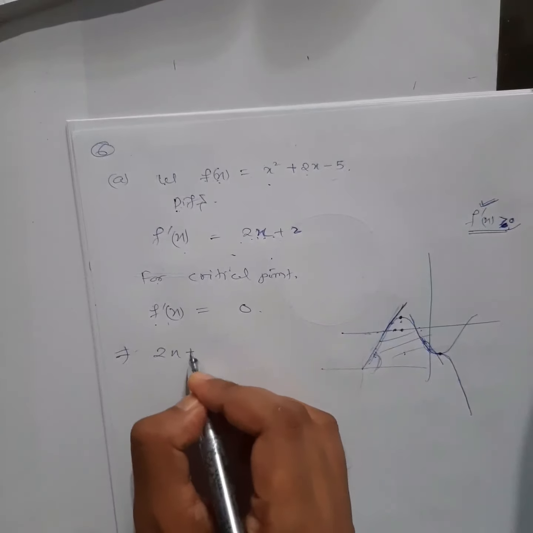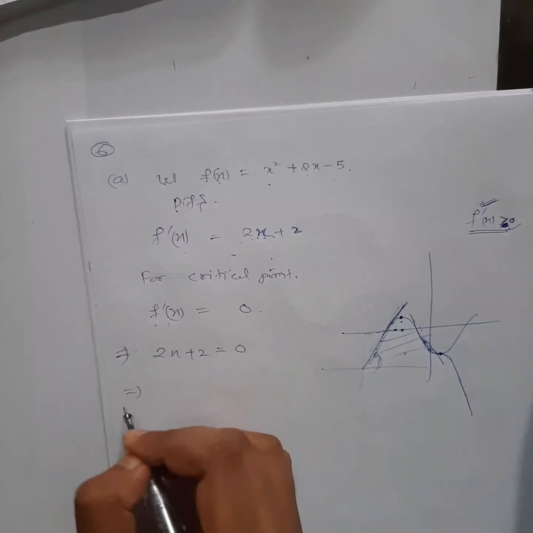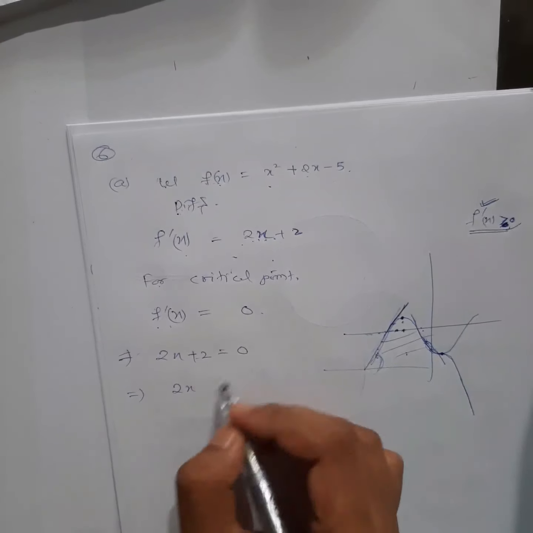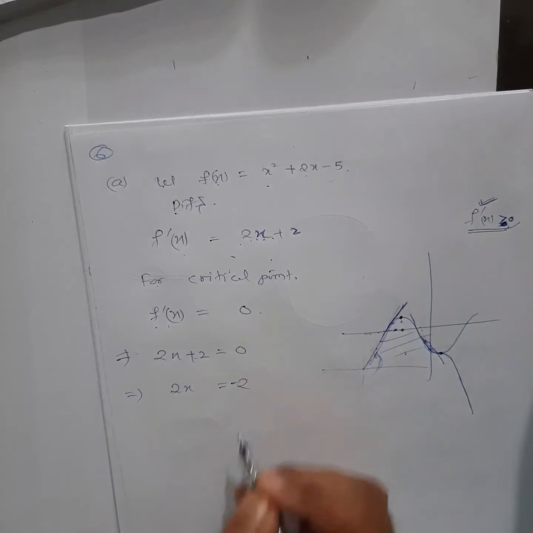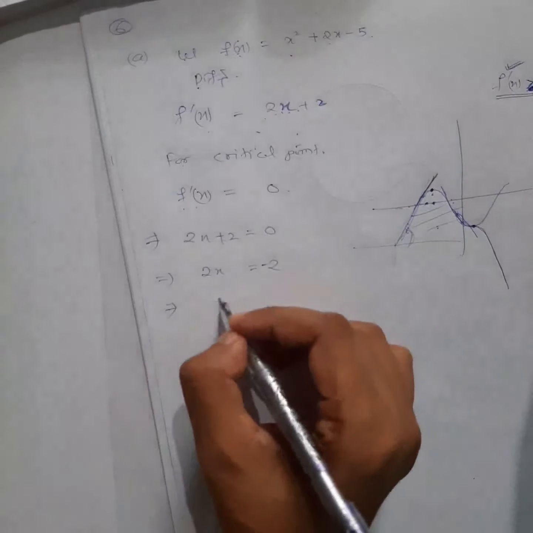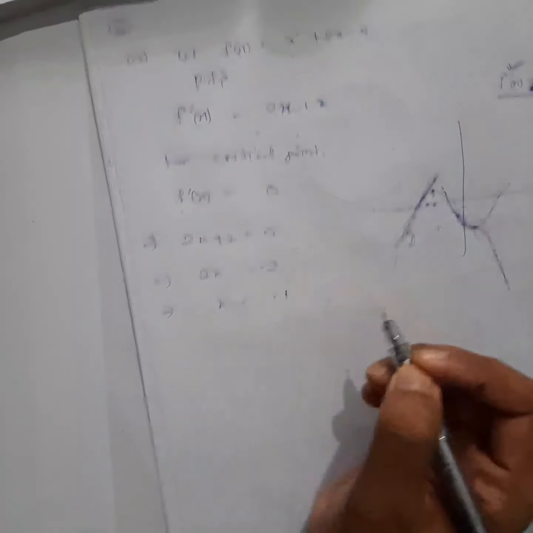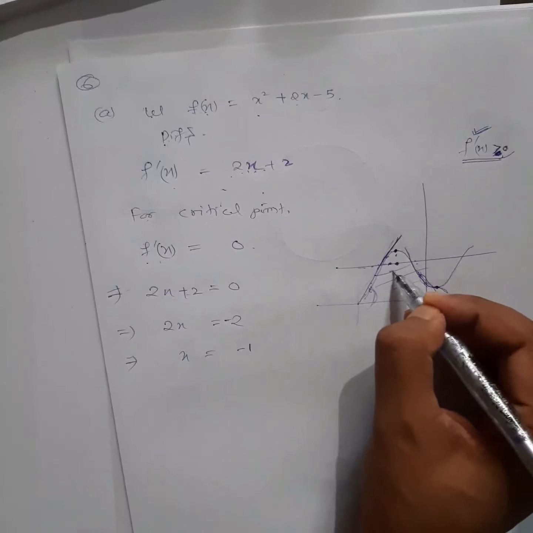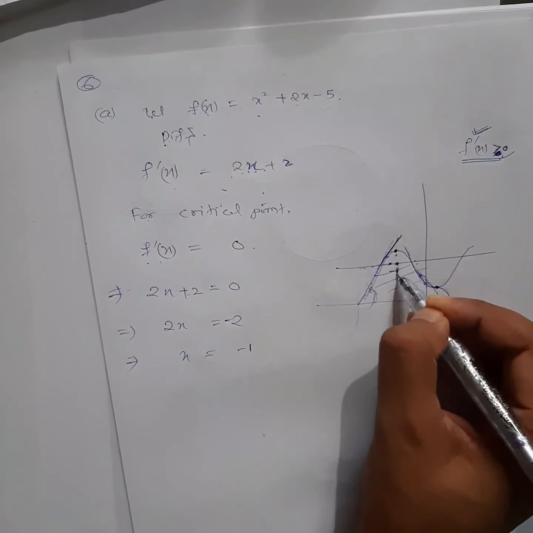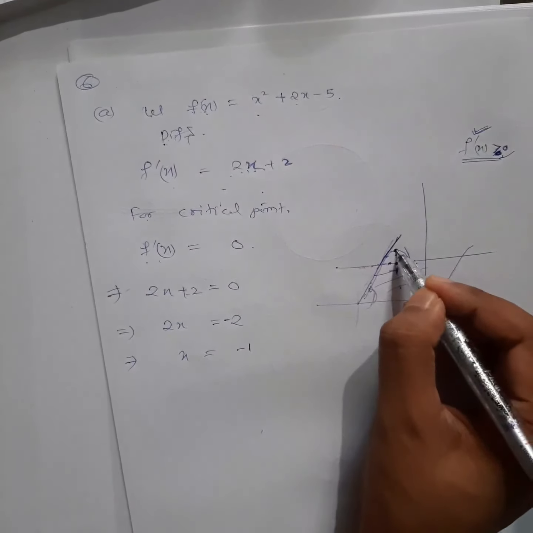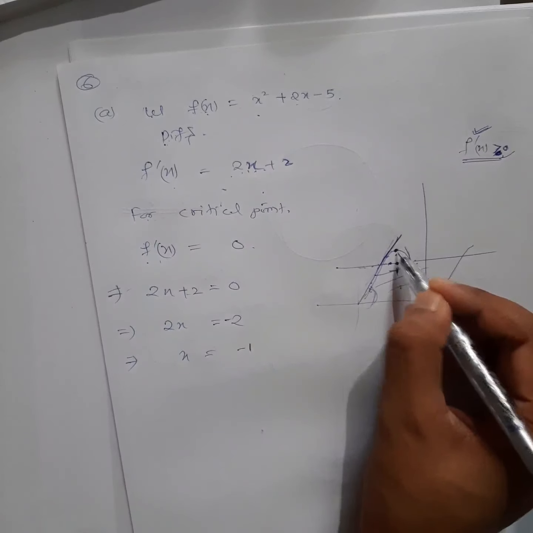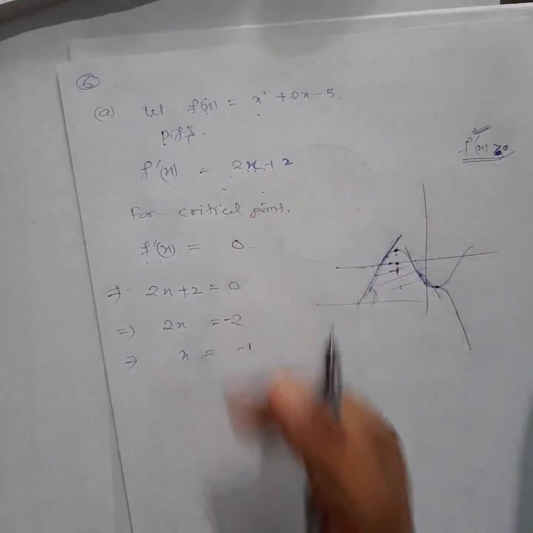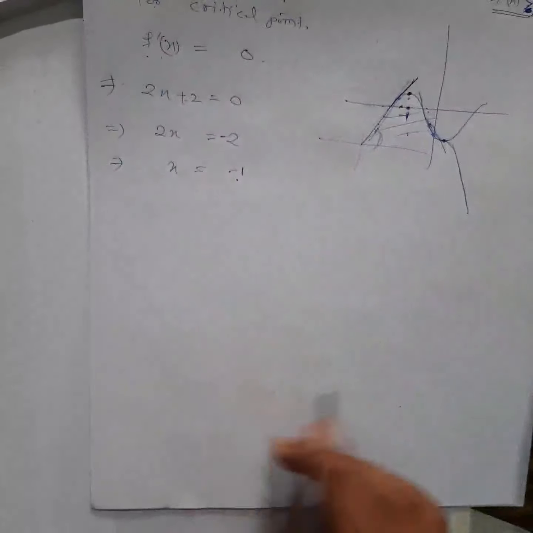2x plus 2 equal to 0, which implies 2x equals minus 2. You bring this to the other side, minus 2 it will be, right? So this implies x equals minus 1. So you will see that when x is minus 1, you will have f dash x equal to 0 here. So on the left, only one critical point this time. So your graph will be something like this. I can get an idea from here.